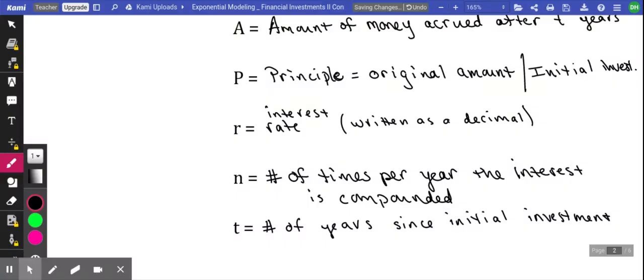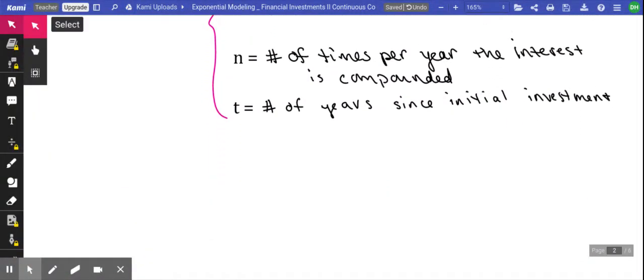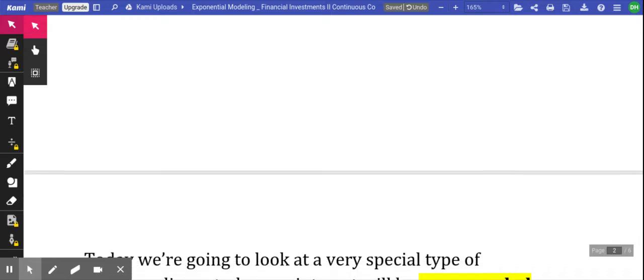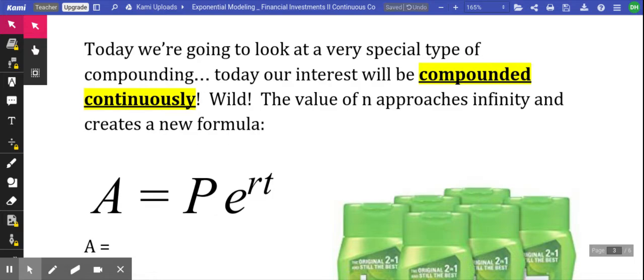All right, and here's basically what it boils down to in our class. You'll notice there are 5 variables, so to speak, and we're always going to have 4 of them. One of them is going to be missing, and we're going to just use our math skills to solve for whichever one's missing. Now, we're going to get into something that's going to build on this idea of the number of times your interest gets compounded per year. We're going to look at a very special type of compounding, and it's called compounding continuously. It's a really wild idea, and it's this idea that the value of N is going to approach infinity.